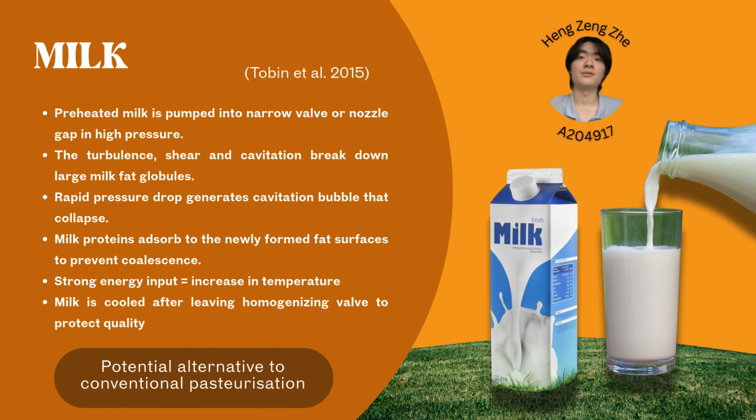For milk processed using high pressure homogenization, preheated milk is first pumped to very high pressure, typically around 100 to 300 MPa, and then forced through a narrow homogenization valve or nozzle where the liquid accelerates from below 0.5 meter per second to well above 100 meter per second, even reaching about 200 meter per second at 300 MPa.